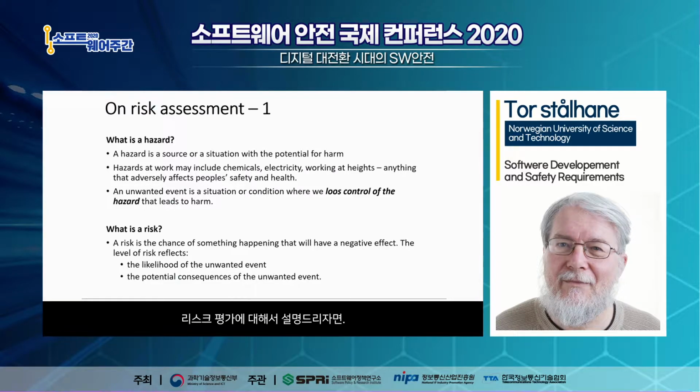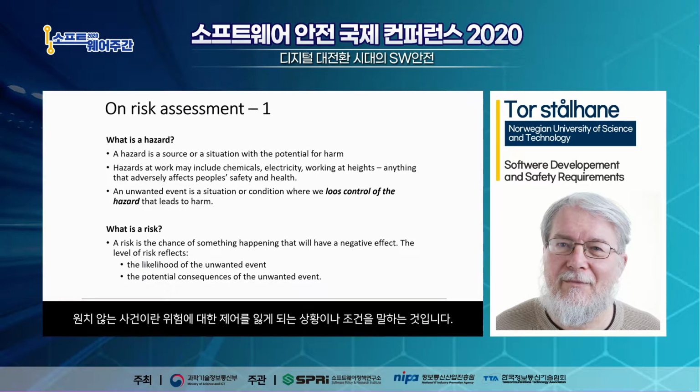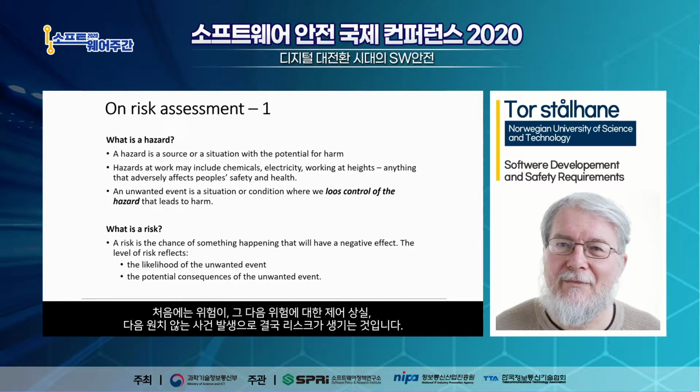Then we need to talk about risk assessment. So first, what is a hazard? A hazard is a source or situation with potential for harm. And hazards at work may include chemicals, electricity, working at heights, anything that can affect people's safety. And now, an unwanted event is a real situation or condition where we lose control of the hazard. So we first have the hazard, then we lose control, and then we have an unwanted event.